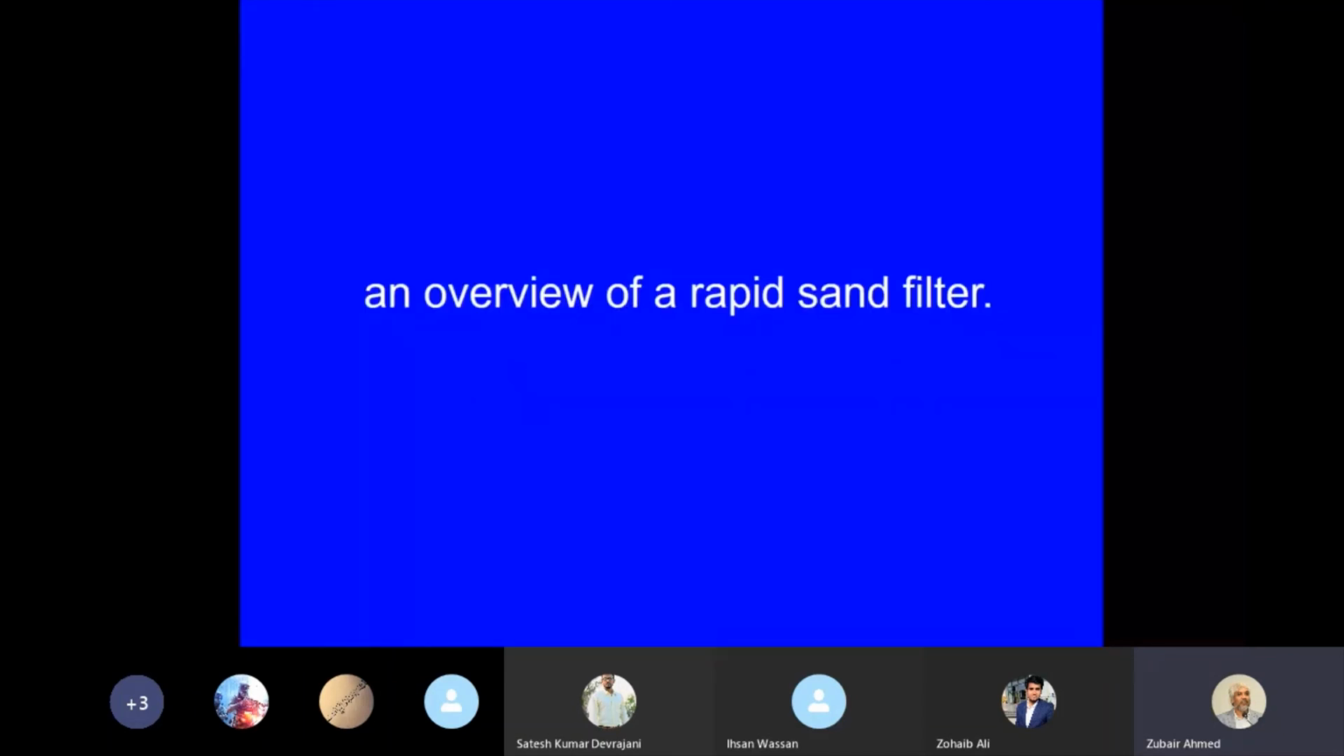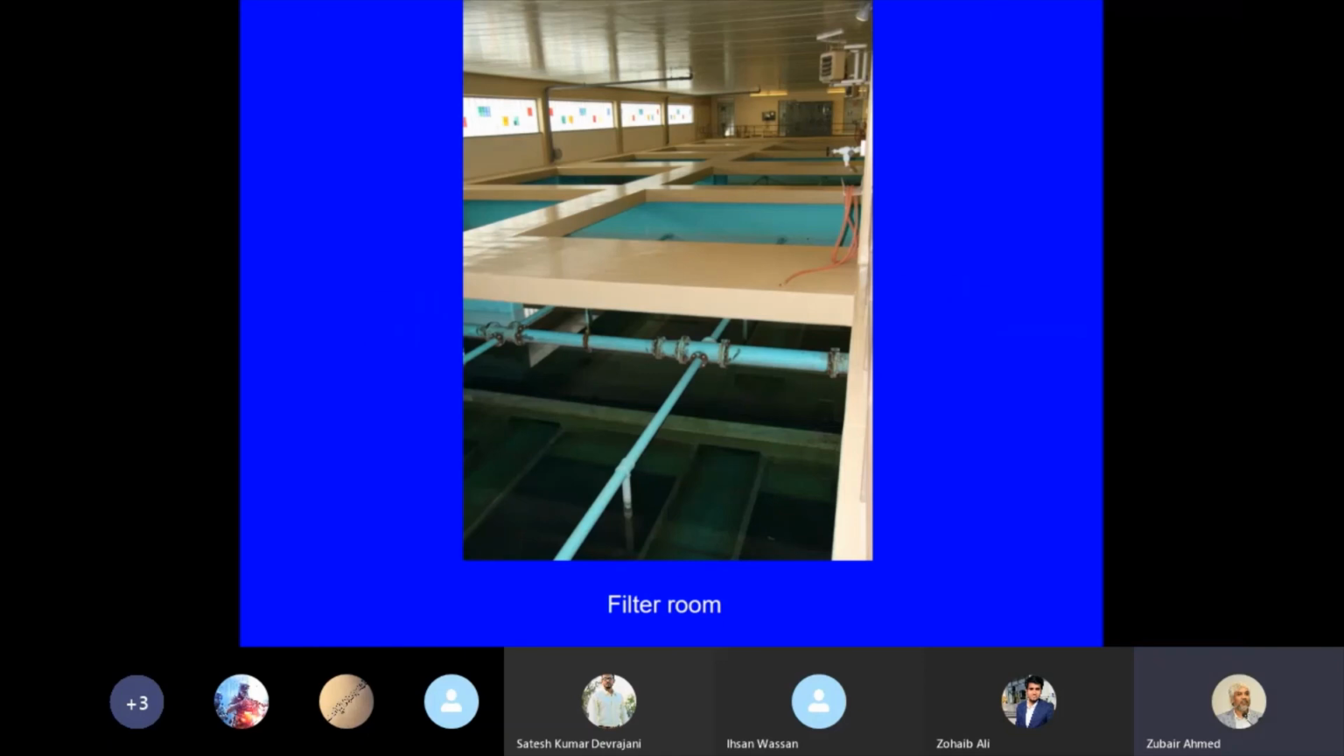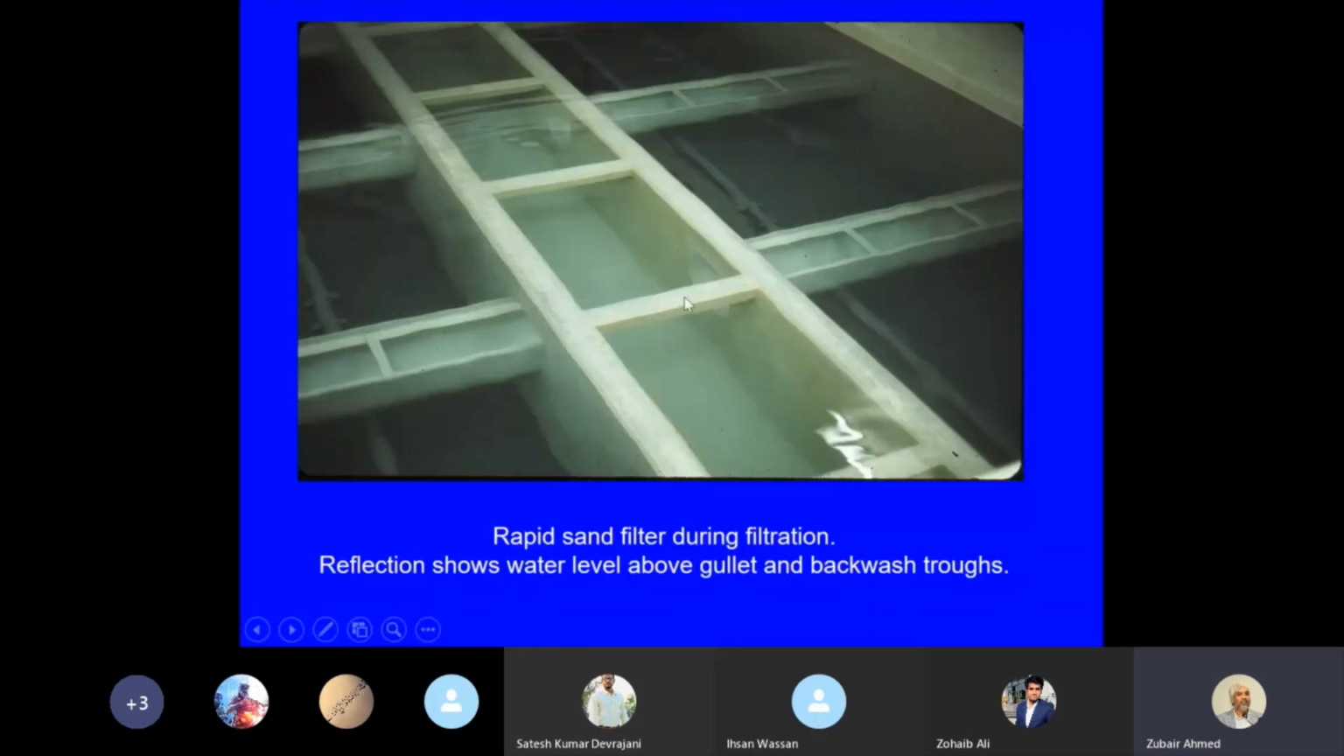Let me show some pictures also of a rapid sand filter. This is a filter room. You can see many filter boxes in one room. This one, you see here, is a box and two cells. So one cell and another cell, and the water is filled above the wash trough. During filtration, water is above the wash trough, above the gullet. Everything is submerged in the water.